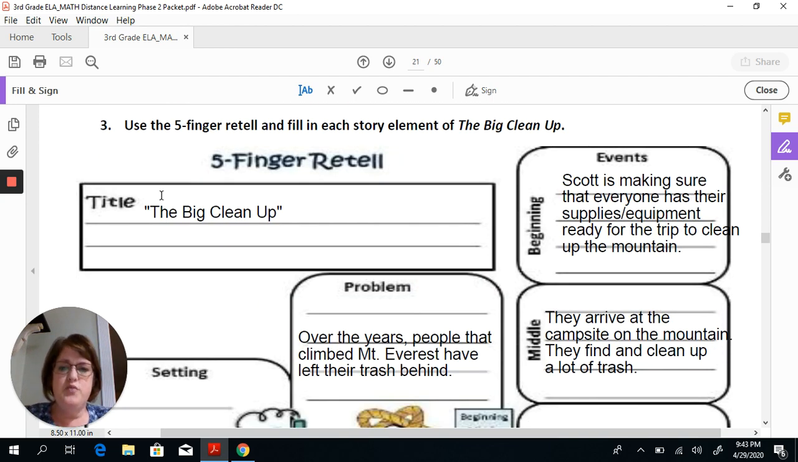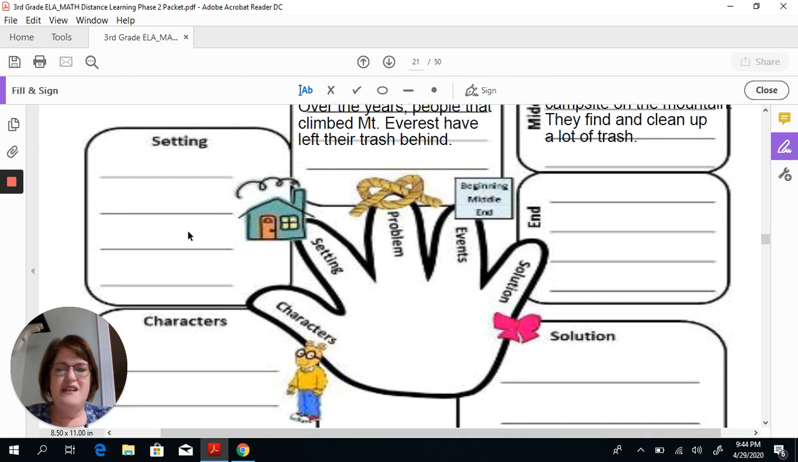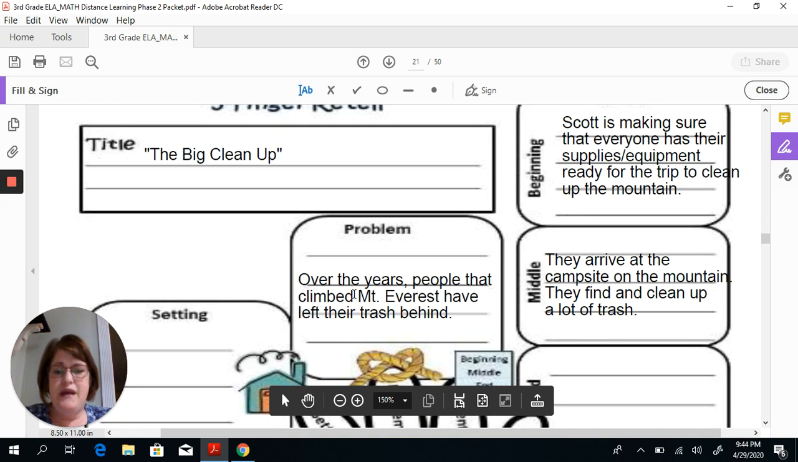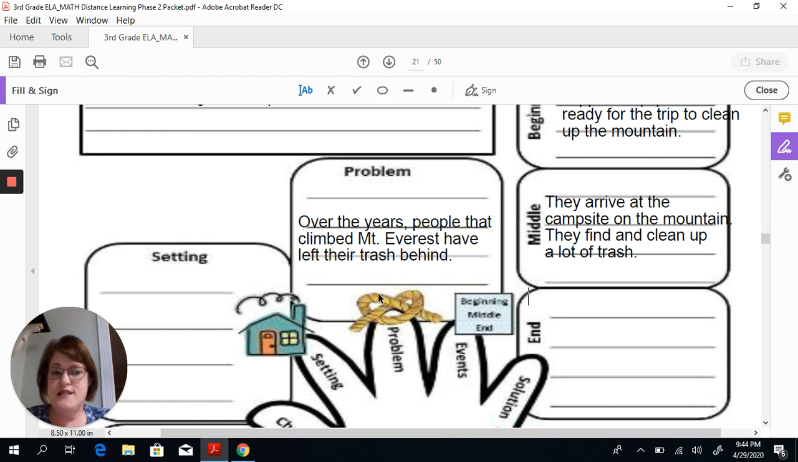Okay. Use the 5-finger retell and fill in each story element of the big cleanup. This is just a graphic organizer, boys and girls, like the ones that we use in class, just to help summarize and retell the story. Of course, the title is the big cleanup. You know that the setting takes place on Mount Everest. I didn't fill that in. I'll let you fill in the characters. I did fill in the problem. The main problem is that over the years, people that climb Mount Everest have left their trash behind. So, of course, that's the main problem.